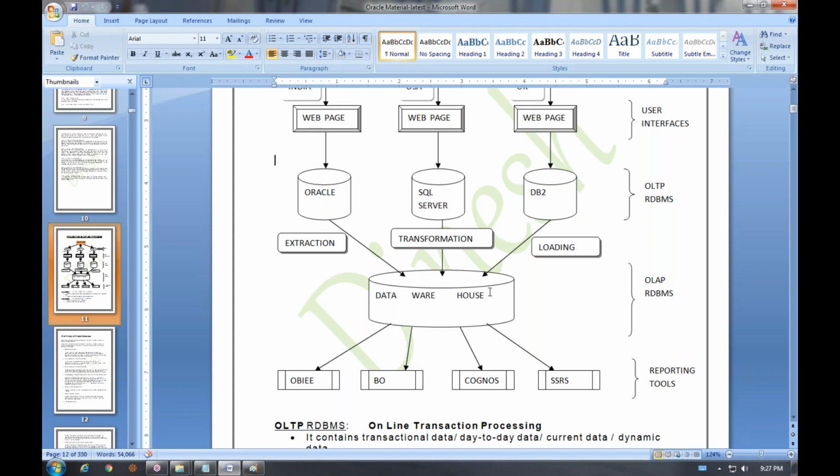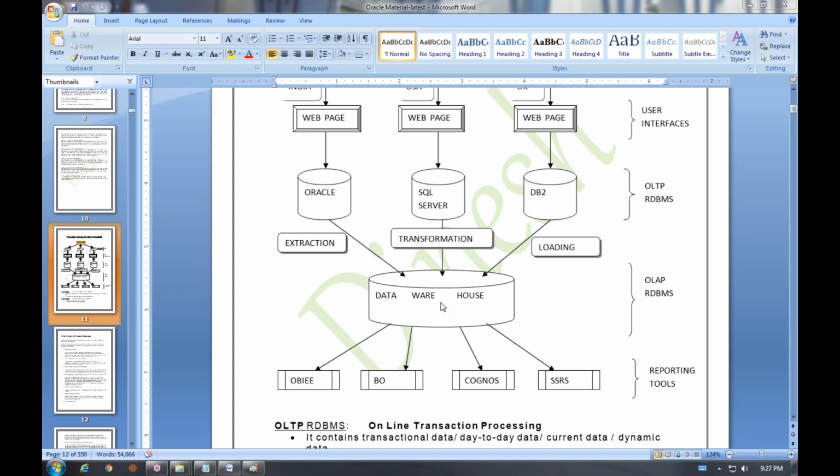Yeah. Somebody is asking, Vijay Sudhakar: who will transfer the quarterly data to OLAP? ETL developer. They are also called data warehouse developers. Okay.